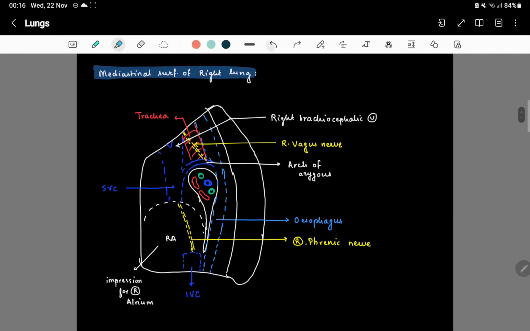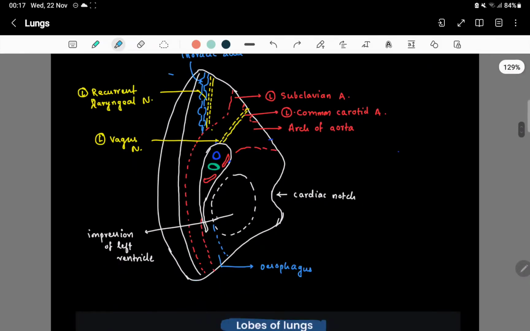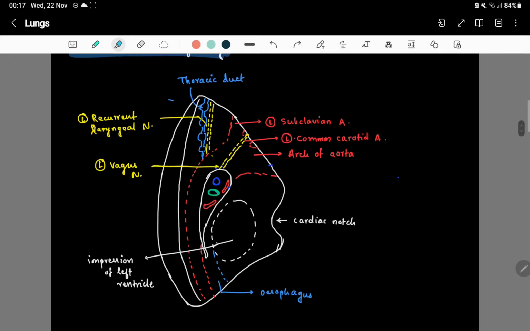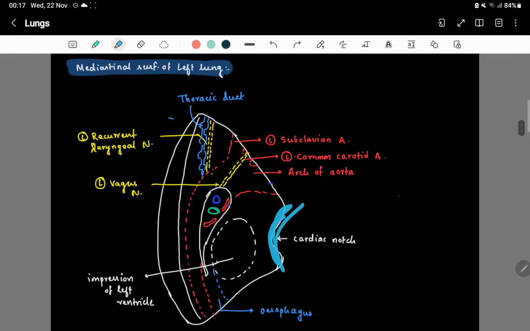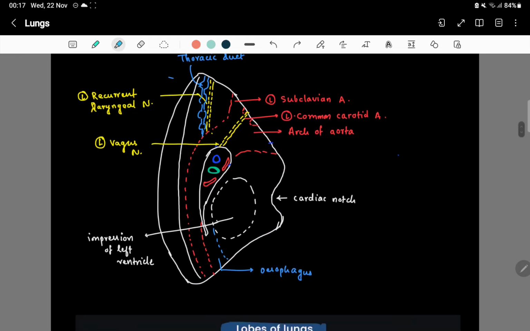Please do practice this diagram. Let's discuss the mediastinal surface of the left lung. Talking about the mediastinal surface of the left lung, just pay attention that the left lung has a cardiac notch present. This is the cardiac notch, and this is the whole left lung. We have the root of the left lung, which contains the left principal bronchus, two pulmonary veins, and the pulmonary artery as well.